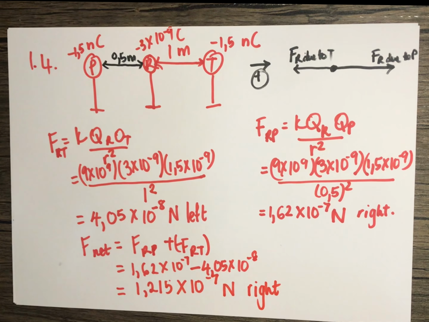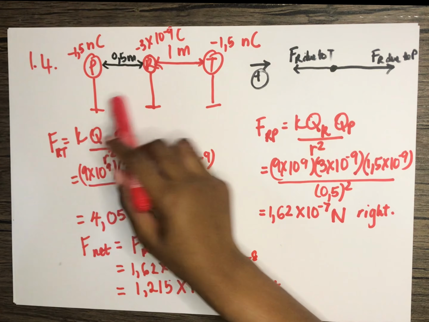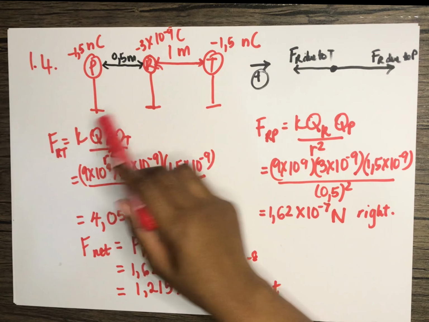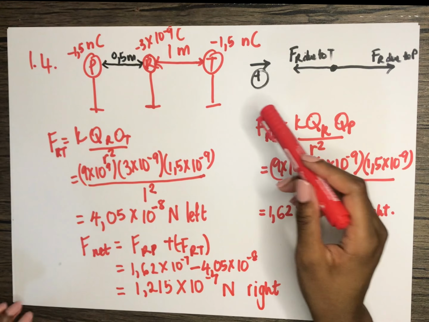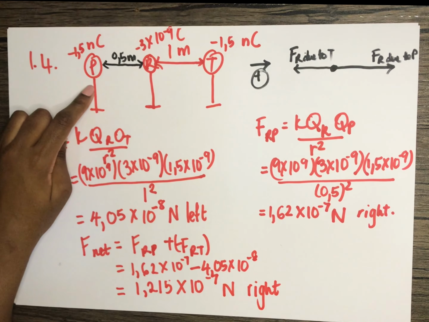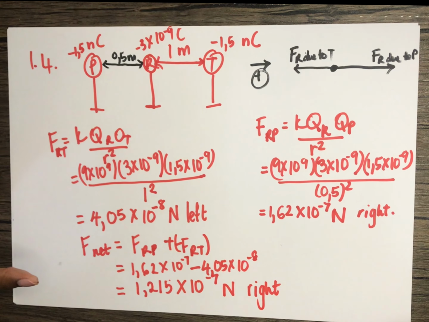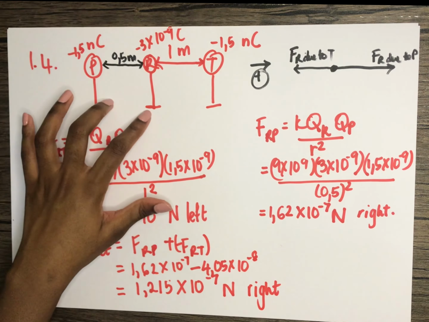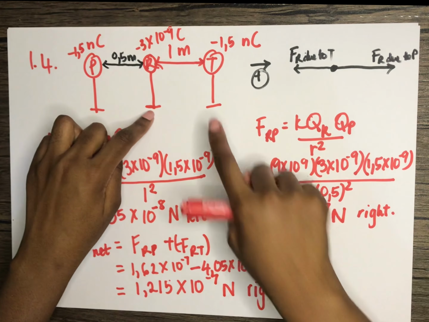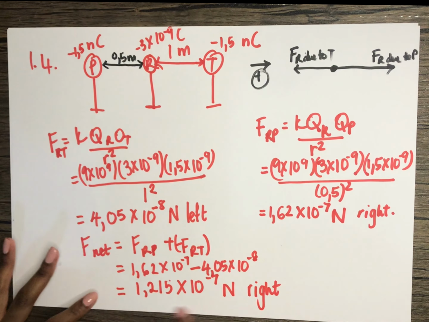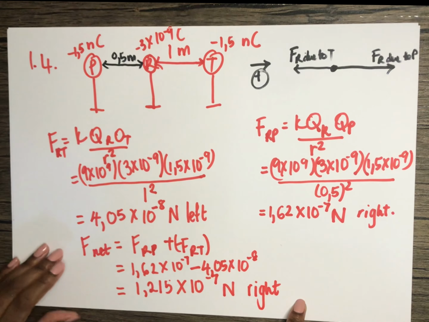So obviously, as expected, although P and T have the same magnitude of charge, because P and R are closer together, there's a greater electrostatic force experienced between the two compared to R and T. That's why you have a net force that is towards the right.